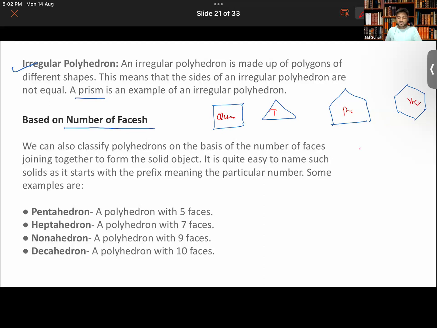Now here we have 3D figures. We are talking about 3D figures, not 2D figures. So 3D figures, based on the number of faces they have, we classify as pentahedron, heptahedron, nonahedron, decahedron. Suppose a figure has 5 faces, so what do we call it? Pentahedron, right? Now, you should have asked me why the number of faces can't be 4. Because imagine, is it possible?